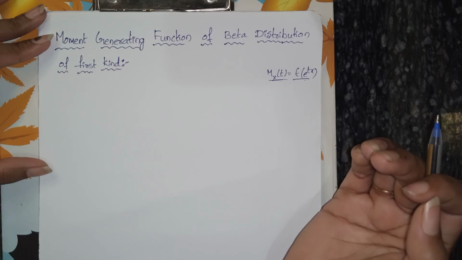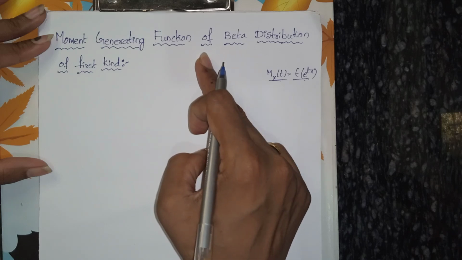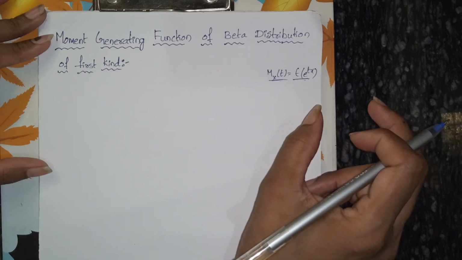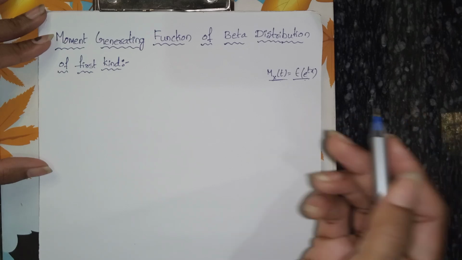PDF means probability density function. It is called PDF because it is a continuous distribution, so instead of a mass function we use the probability density function. Okay, let's learn.